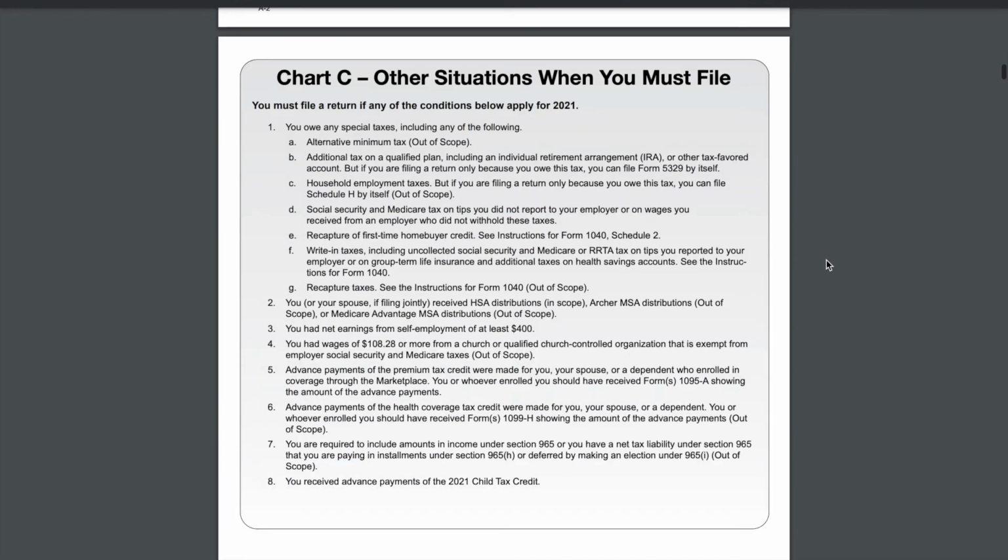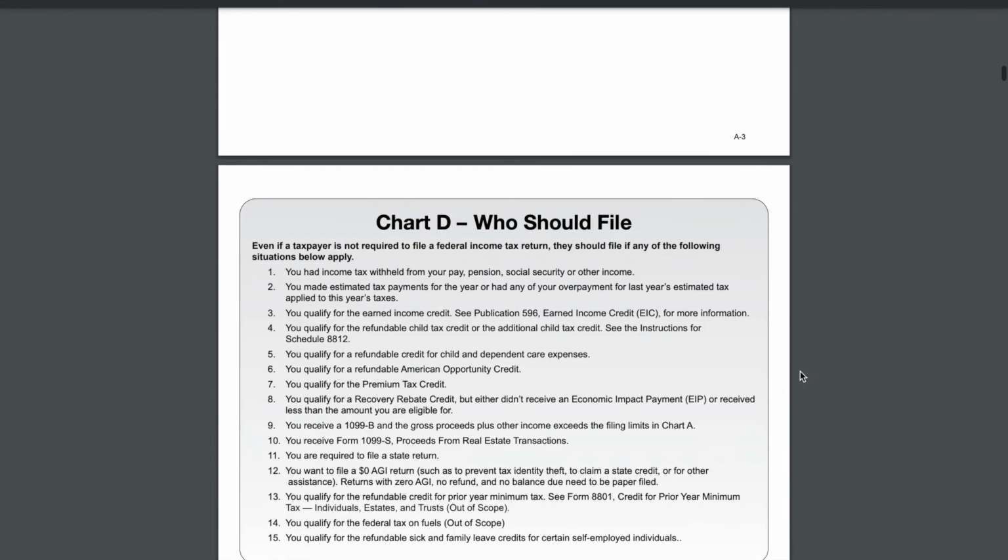Moving on, other situations when you must file. This is where I got some of the examples that I talked about in the slides of when someone has to file. Where I talked about some of the special taxes, here are some of the ones where they would in fact have to file. So be on the lookout for those. And then there are some other life situations when they would also have to file.